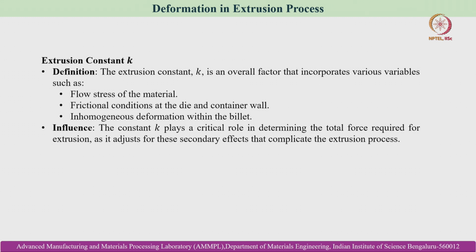So the extrusion constant is an overall factor that incorporates various variables such as flow stress of the material, frictional conditions at the die and container wall, and inhomogeneous deformation within the billet. So the constant K plays a critical role in determining the total force required for extrusion, as it adjusts for these secondary effects that complicate the extrusion process.